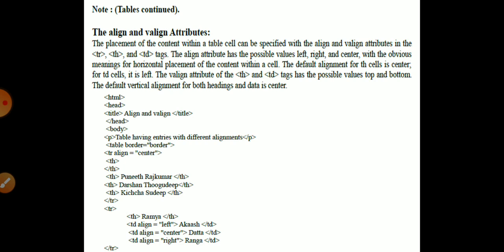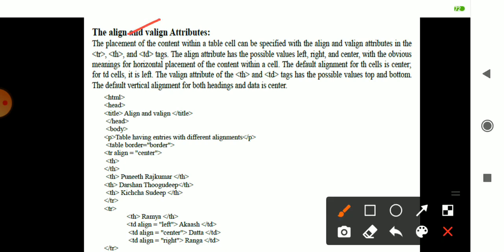Align is used when I want to align the text left, right, or center, whereas v-align is used when I want to adjust my elements to the top and bottom.